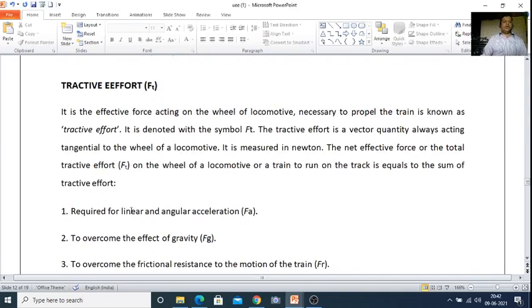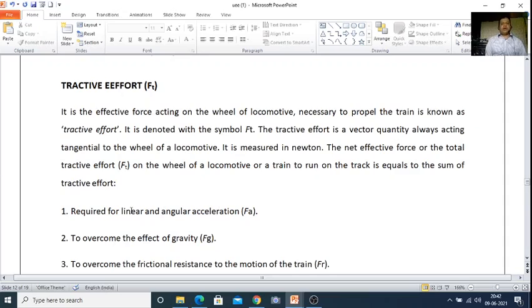Now we will talk about the tractive effort. What is the tractive effort? It is the effective force acting on the wheel of a locomotive necessary to propel the train. It is known as the tractive effort, and it is denoted by the symbol F suffix T.